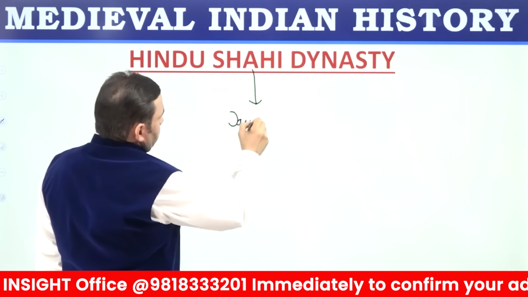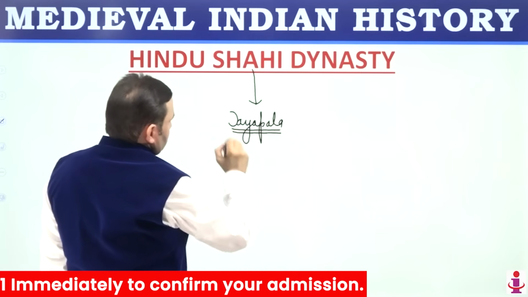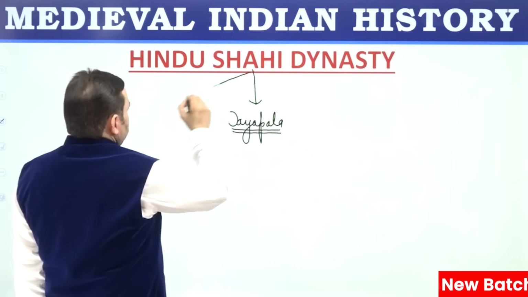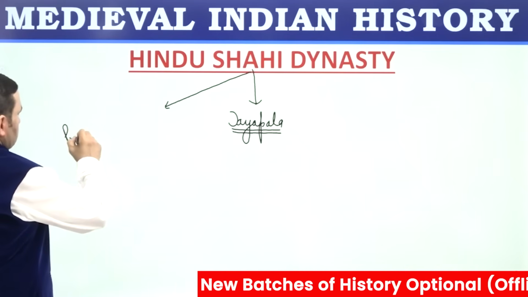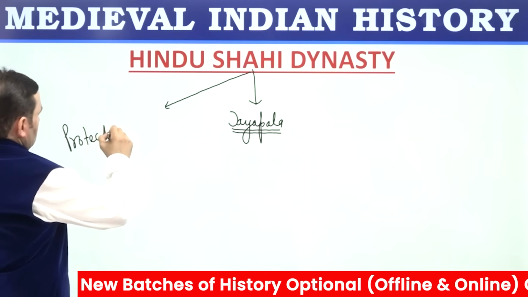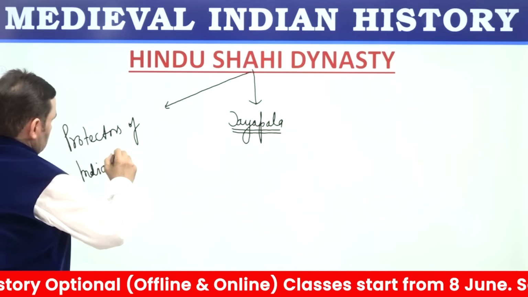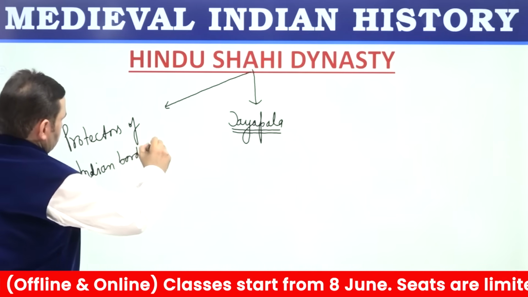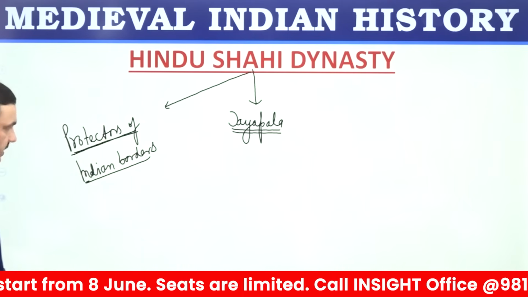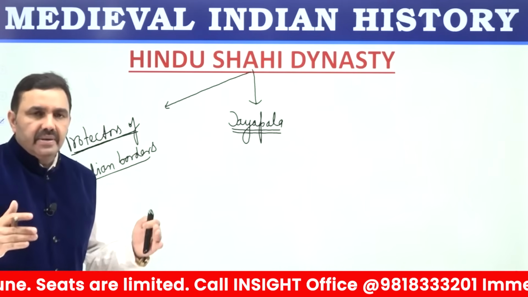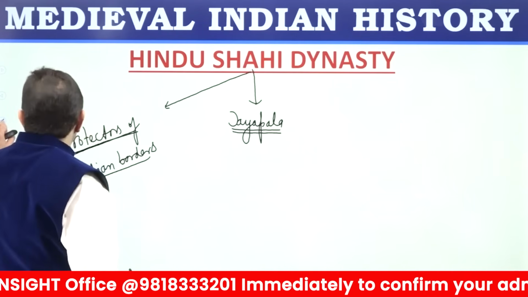Jaipal was the most powerful king of this dynasty. This dynasty is famously known as the protectors or guardians of Indian borders, because they were the first to face the onslaught of Turkish invaders. Anybody coming from Central Asia was faced by them at first.